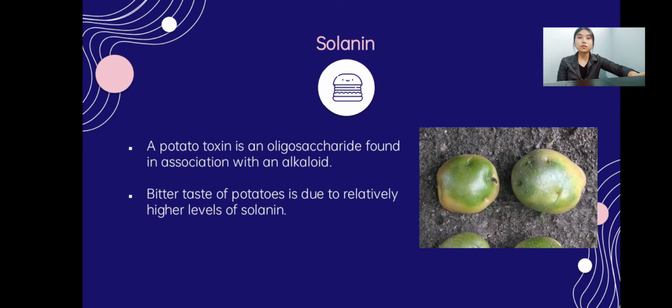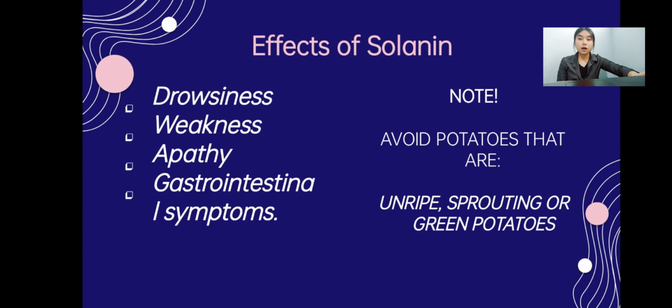Next is solanine. A potato toxin is an oligosaccharide found in association with an alkaloid. The bitter taste of potatoes is due to relatively higher levels of solanine. Effects of solanine: when ingested, they can cause drowsiness, weakness, apathy, and gastrointestinal symptoms. These are rare cases, and do not be afraid of eating potatoes because they are safe, they are healthy, and it is good for your body.